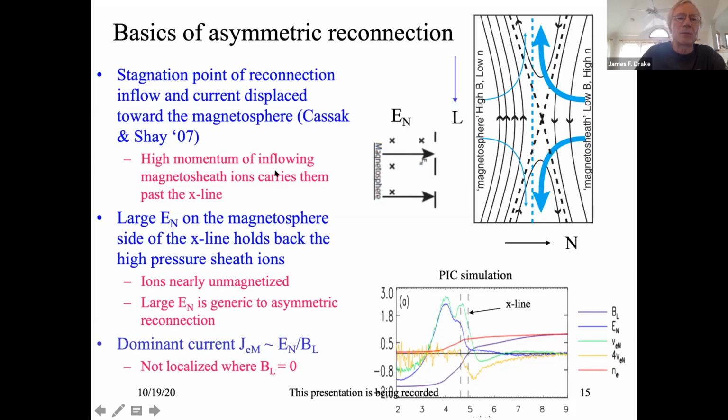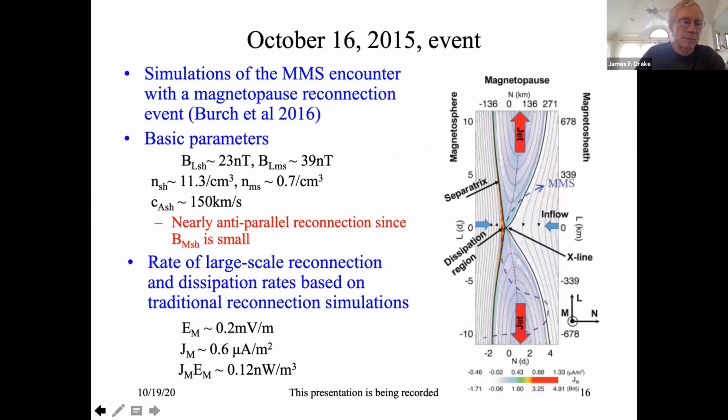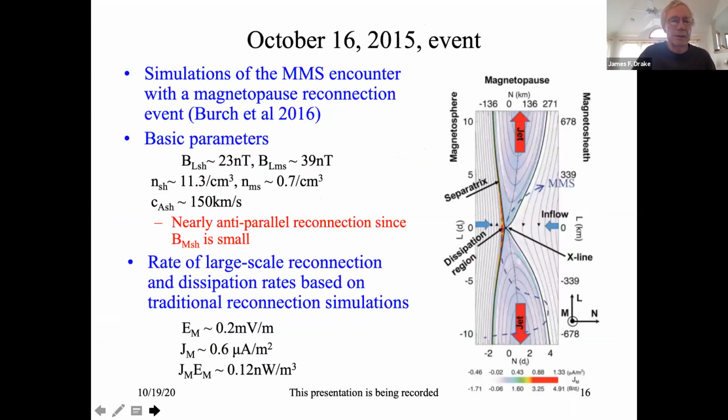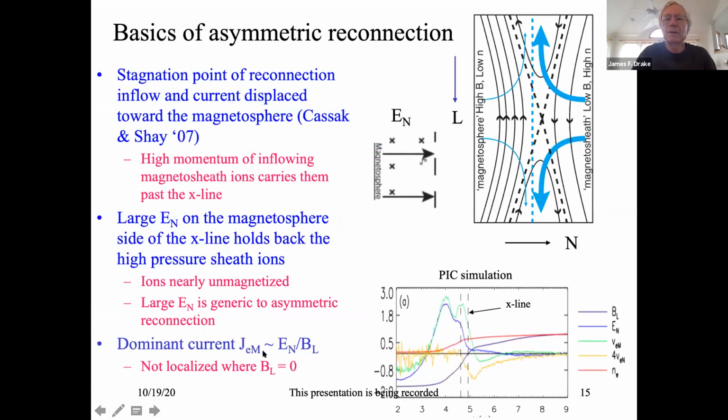And this is going to be an important thing which we're going to talk about from the point of view of the MMS observations. And this is because the ions come in here with high density, and they come barreling across the reconnection region and out, and they overshoot the X line. And so the stagnation point in the flow is over here.